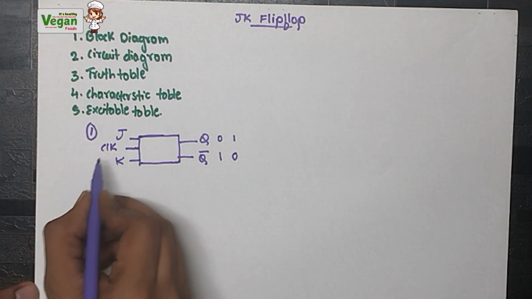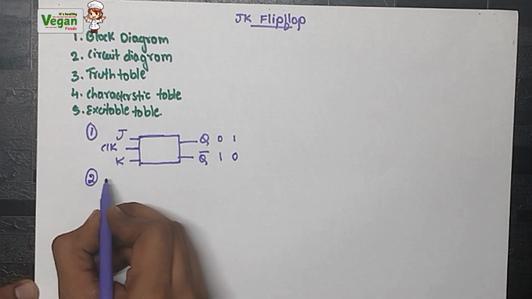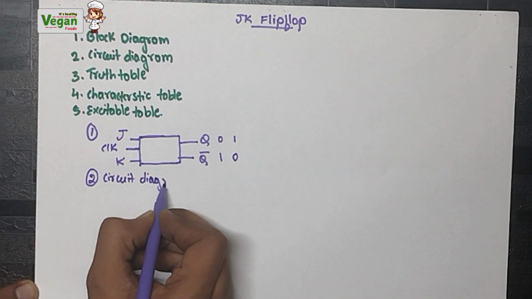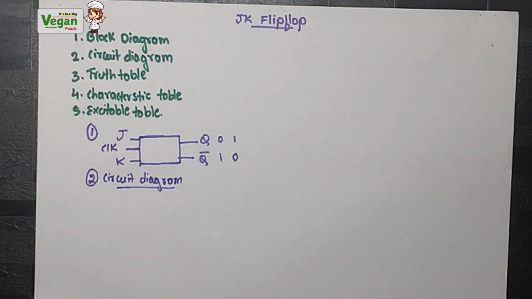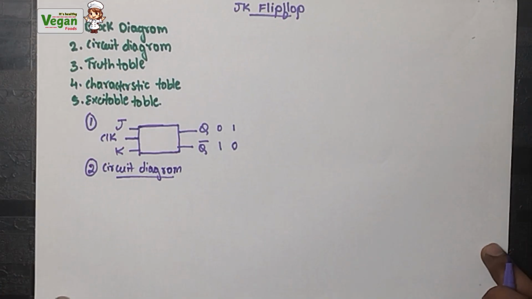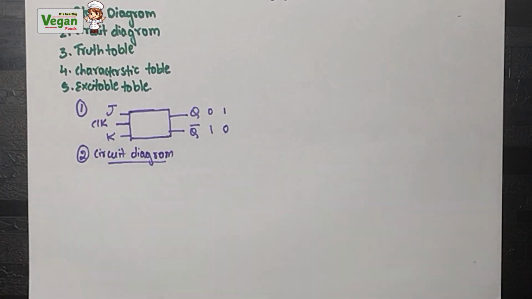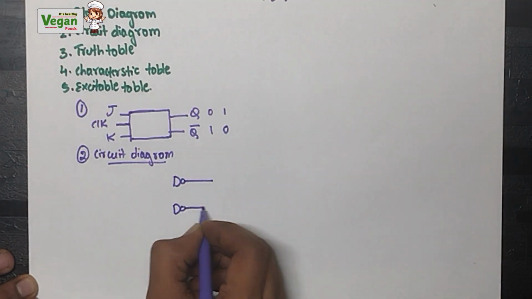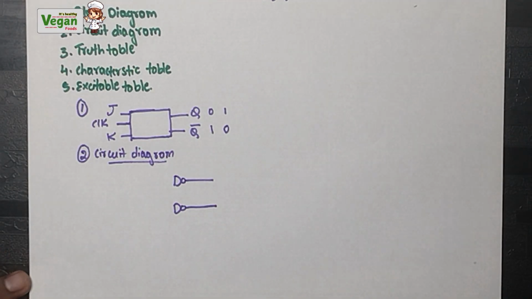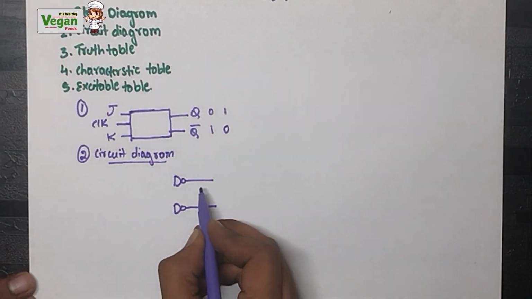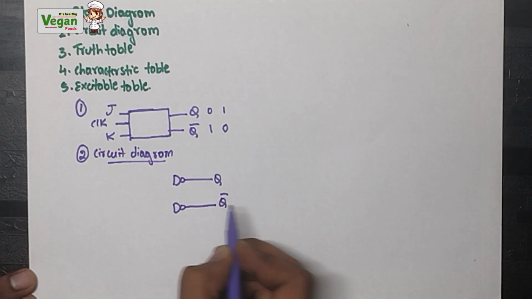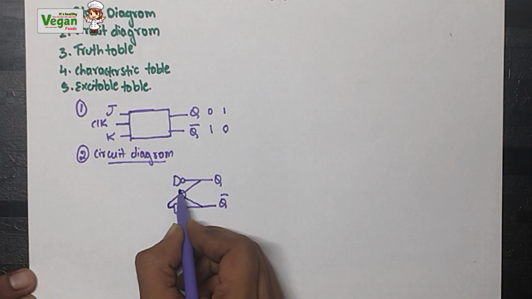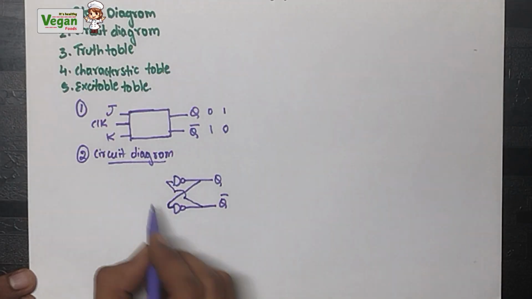Next step is, using this block diagram, draw the circuit diagram. To draw the circuit diagram, we can use NAND gates or NOR gates. I am using NAND gates. Let's draw the latch first. After drawing the latch, we can draw the flip-flop. How to draw the latch? You can use NAND gate or NOR gate. Output will be Q bar. Output of this one will be the input to this one, and output of this one will act as input to this one. So we drew the latch.